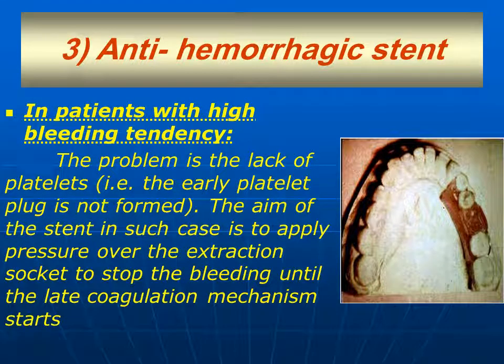In patients with high bleeding tendencies, the problem is the lack of platelets. That's to say, the early platelet plug is not formed, and therefore the aim of this stent in such cases is to apply pressure over the extraction socket to stop bleeding until the late coagulation mechanism starts. It will press on the wound until the coagulation mechanism starts.